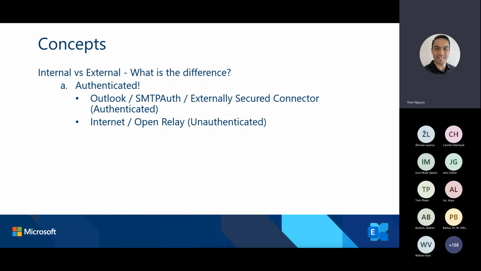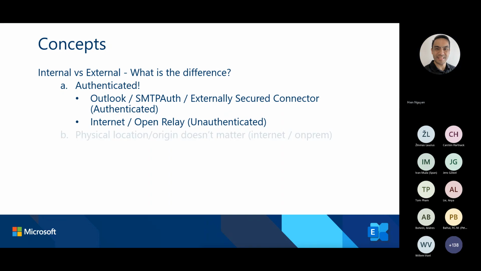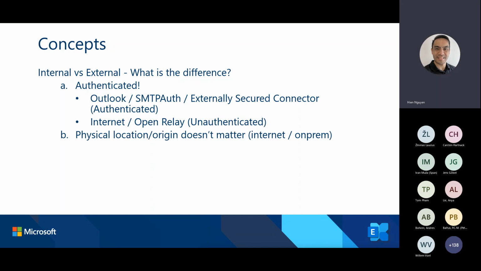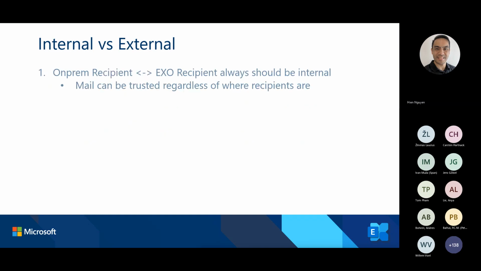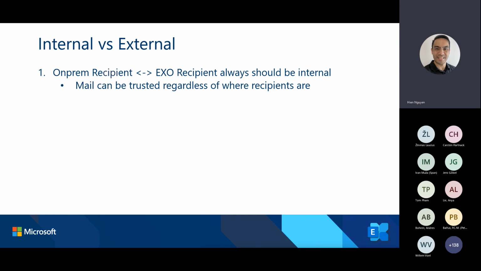And then when we talk about unauthenticated mail, we talk about mail that generally comes from the internet, or an open relay from, say, a printer, where you just have it send scanned documents. Note that the physical location or origin doesn't really matter. As long as you provide an authentication component, it doesn't matter where the mail actually comes from. So internal versus external: all mail between two users on-prem or between on-prem and online should always be internal. So mail can be trusted regardless of where they actually are located.